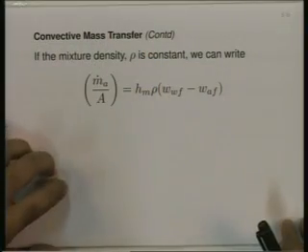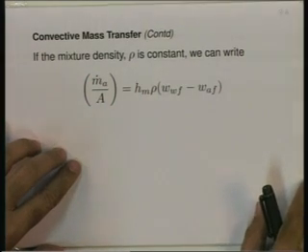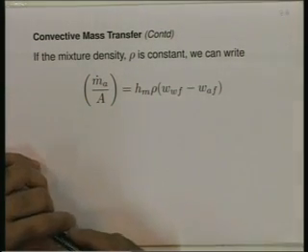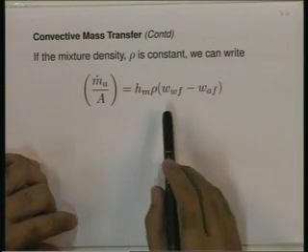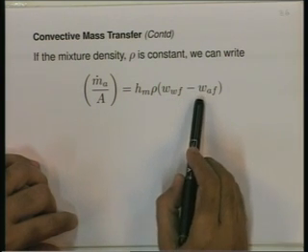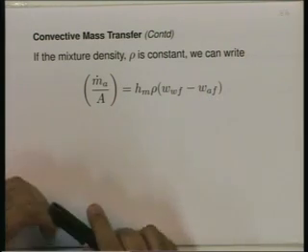Again, it is possible that the mixture density rho is a constant. If it is assumed constant, then we can write the basic defining relation for convective mass transfer in terms of the mass fraction of the fluid near the wall minus the mass fraction of the fluid in the ambient.